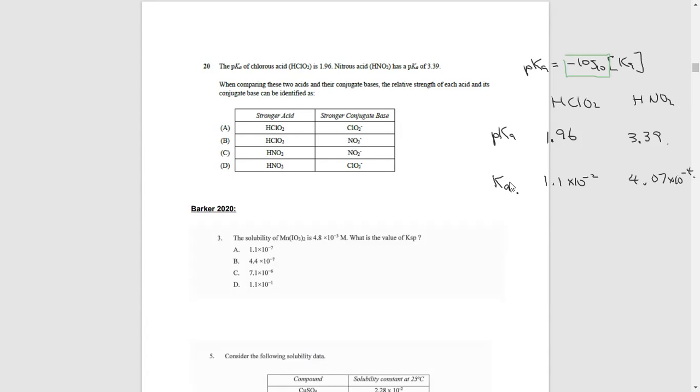So if you're not comfortable with working with pKa, then just convert them to Kas. Okay? And it should be quite clear that this is a stronger acid and this is a weaker acid.